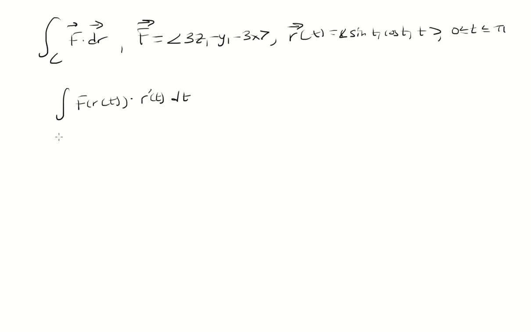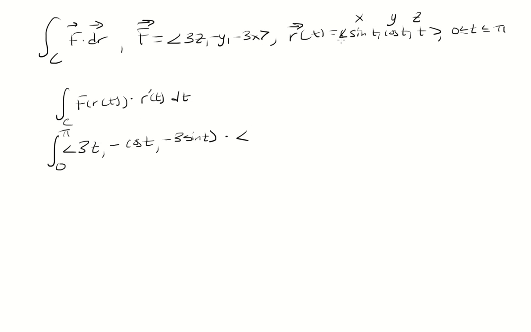And so our limits are going to be from 0 to pi, and then here x is sine t, y is cosine t, z is t. So 3z is 3t, negative y is negative cosine t, and then negative 3x is negative 3 sine t. And we're going to dot product with r prime of t.